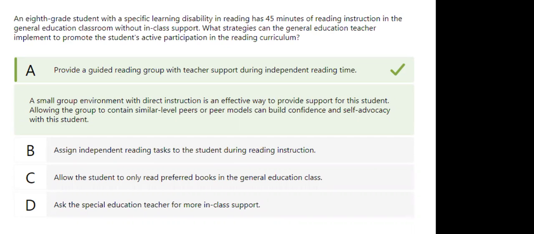A homogeneous small group would really work well for this type of student. We want our students to be comfortable in the classroom, no matter what their identified disability may be. Let's look at the next question.